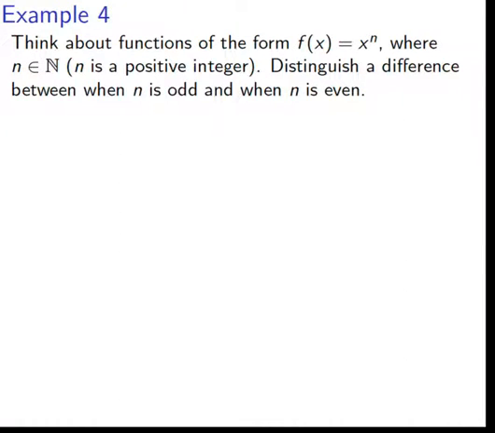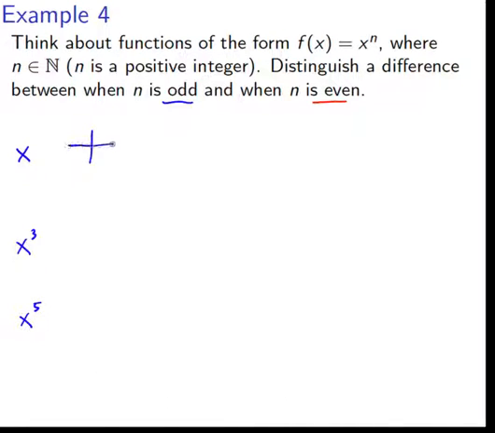Final example, example 4. Think about functions of the form f of x equals x^n, where n is a positive integer. It's contained in the natural numbers. We distinguish the difference between when n is odd and when n is even. So let's look at some examples for when n is odd. So n is odd would be like x, or maybe x cubed, or x to the 5th.